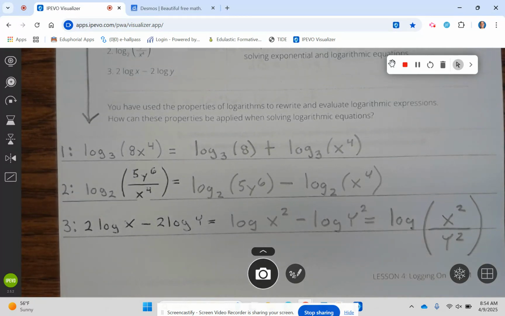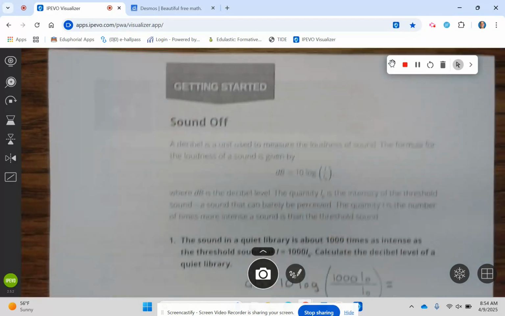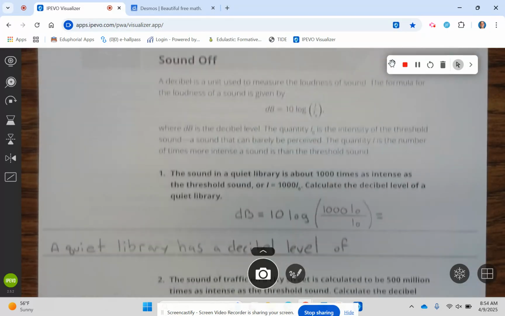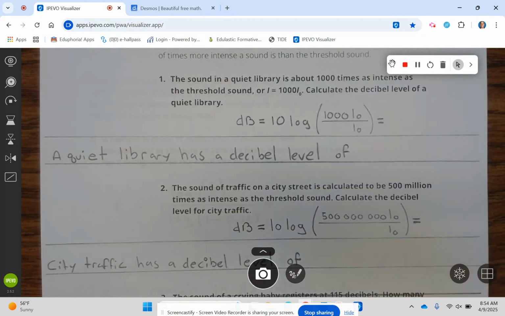Alright, let's take a look at the next page. Sound off. A decibel is a unit used to measure the loudness of sound. The formula for the loudness of sound is given by dB equals 10 times log of L divided by L naught, where dB is the decibel level, the quantity L naught is the intensity of the threshold sound, a sound that can barely be perceived. The quantity L is the number of times more intense a sound is than the threshold sound. 1. The sound in a quiet library is about 1,000 times as intense as the threshold sound, or L equals 1,000 L naught.